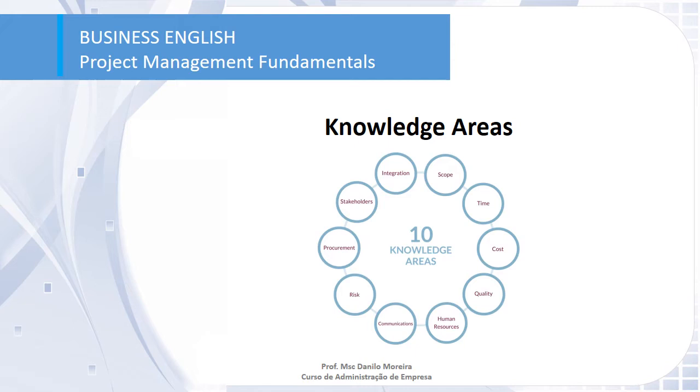So if I talk about the scope, for example, I am talking about the leadership of the company. The requirements will come from leaders. If I talk about cost, it's related to accounting, the finance department. If I talk about quality, I am talking about operations, human resources, communications, procurement. All of them have similar roles to business department areas. Okay? Now we are going to discuss each one of them.